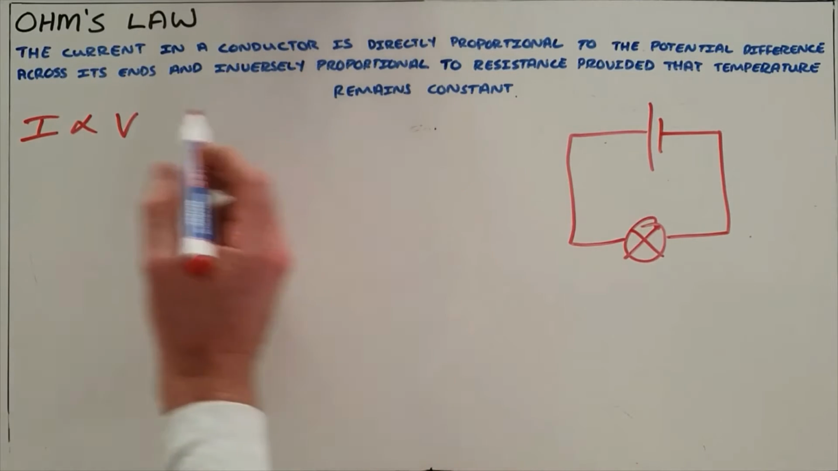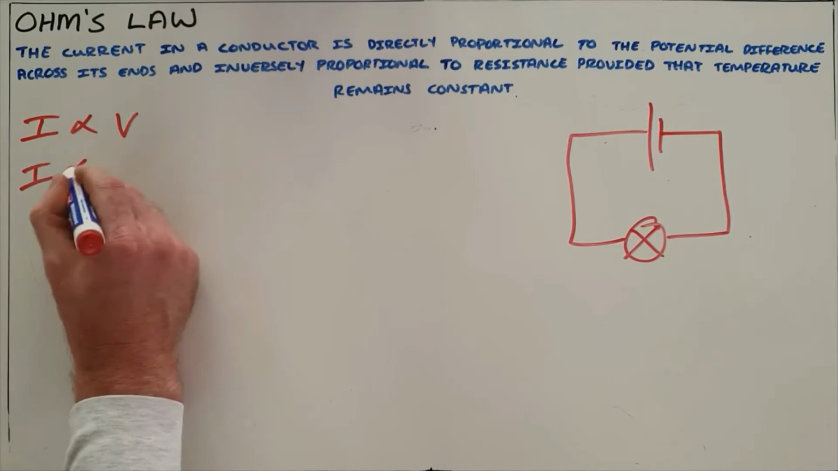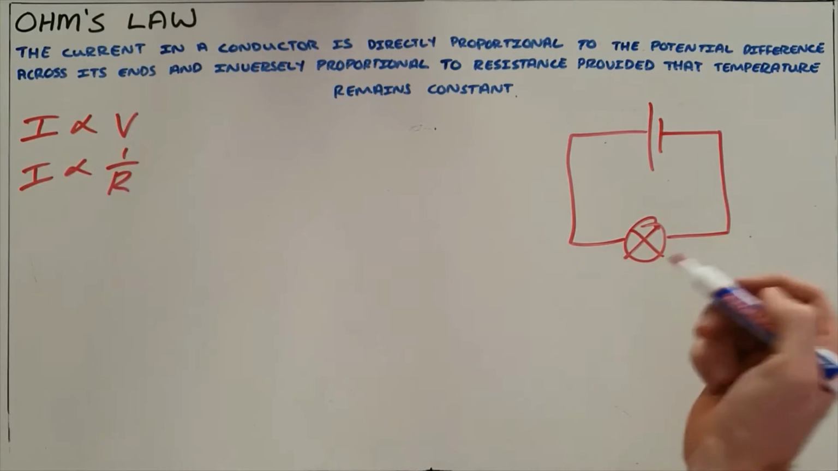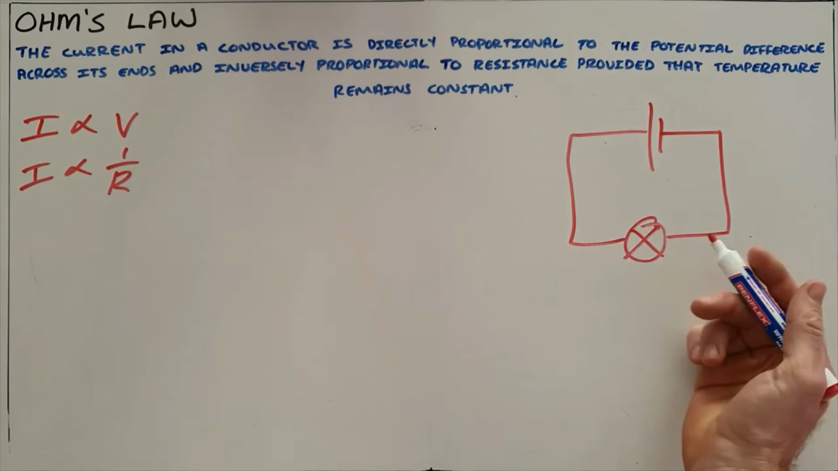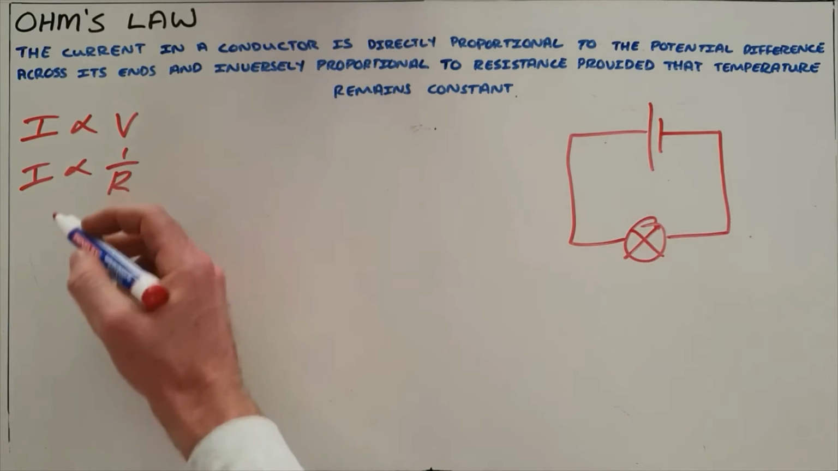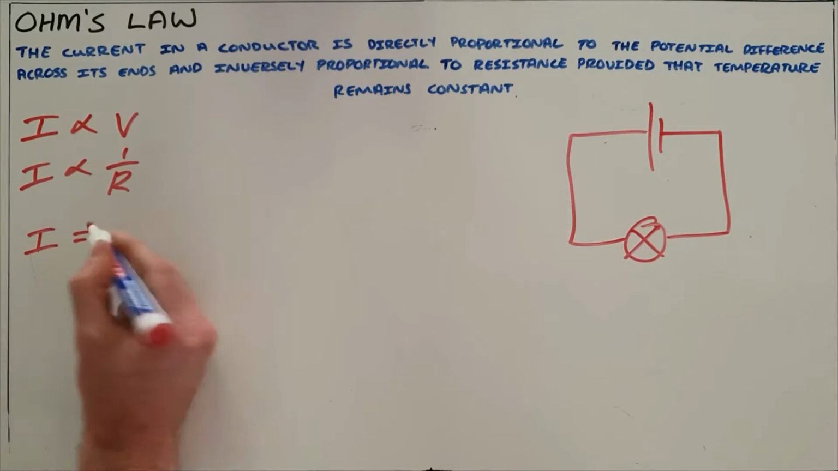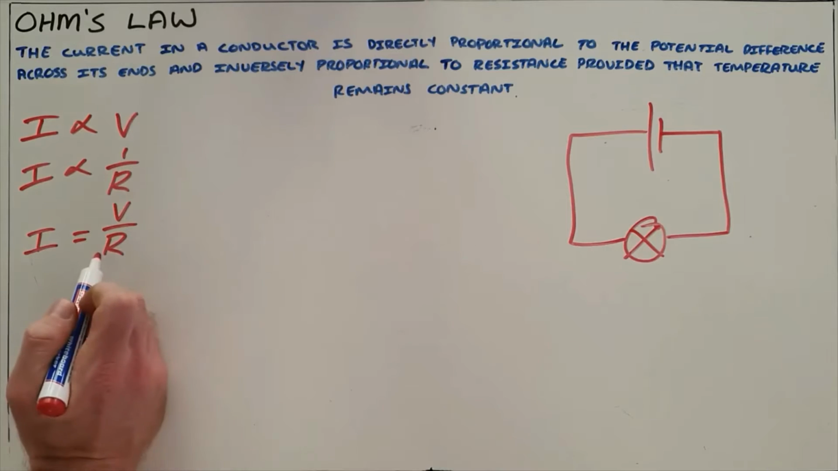The second part says the current is inversely proportional to the resistance, which also makes sense to us because we know that resistance is opposition to the flow of charge. So as soon as there is more opposition, the current is going to decrease. And from that, we get our Ohm's law equation that says that I is equal to V over R.